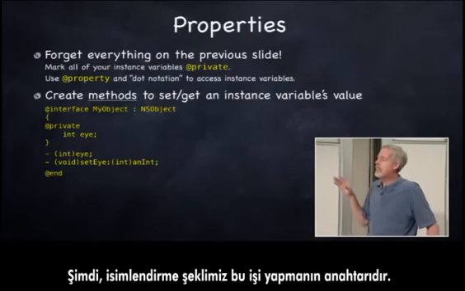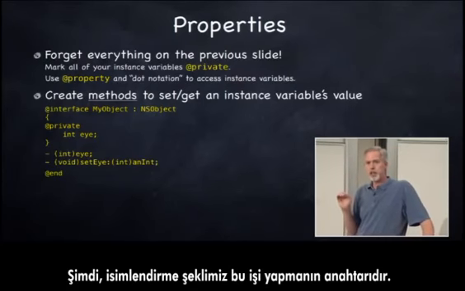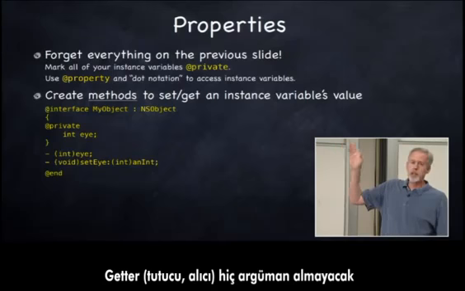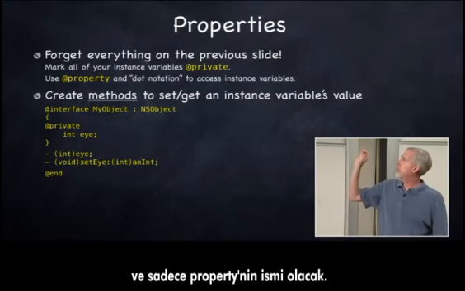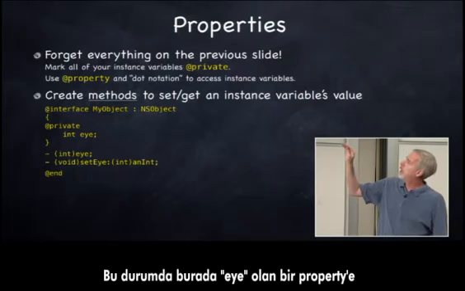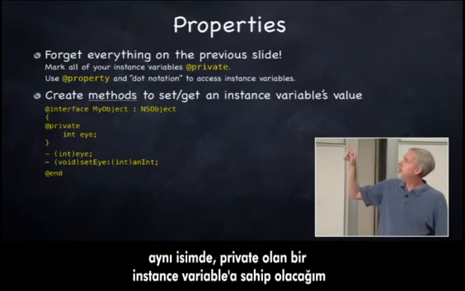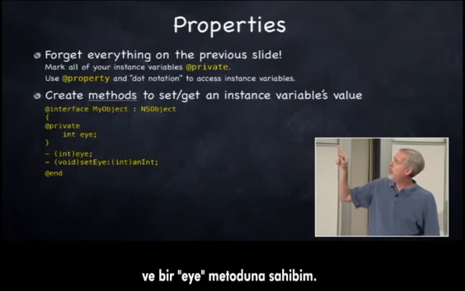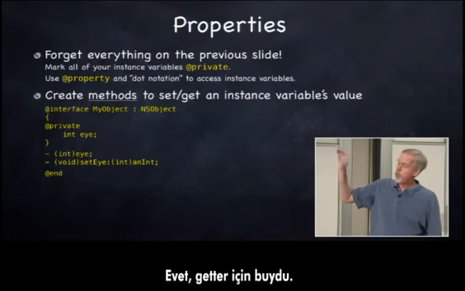Now, the key to making this work is actually the naming convention. This is what the naming convention looks like. The getter is going to take no arguments, and it's just going to be the name of the property. So in this case, I have a property here, which is I. I happen to have an instance variable, private, that has the same name. And so I have a method I. So that's it for the getter.